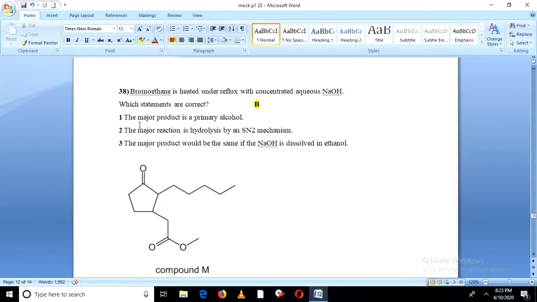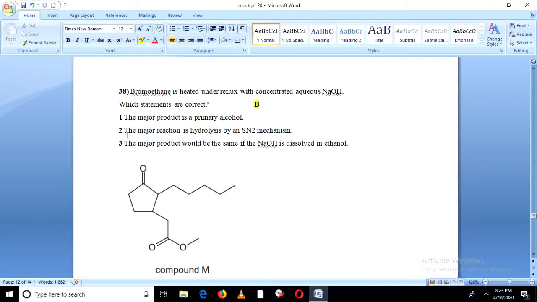For the bromoethane hydrolysis, first statement was that the major product is primary alcohol. Yes, the bromine would be removed and OH group would be attached on the ethane. So we would be getting an ethanol molecule from bromoethane with the reaction with aqueous sodium hydroxide. This is the right statement. The first one is right.